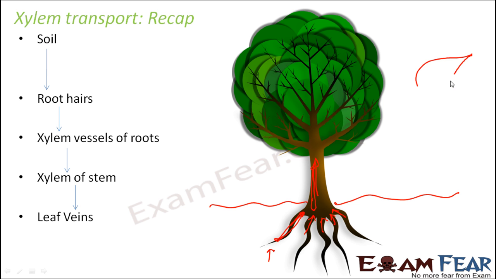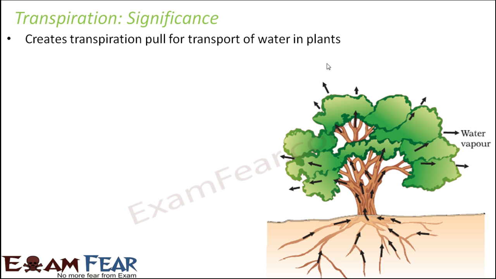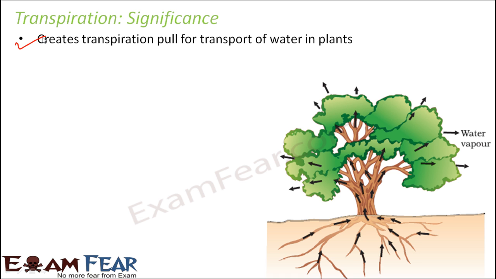Now if you look at the structure of a leaf, you will see these kind of lines on the leaves, right? So these are nothing but the leaf veins. So finally it will reach the leaf veins, and that's how you see the water and minerals got transported to various parts of the plant. So that's how we get to know the significance of transpiration, that it creates a transpiration pull because of which water gets transported to different parts of the plant.